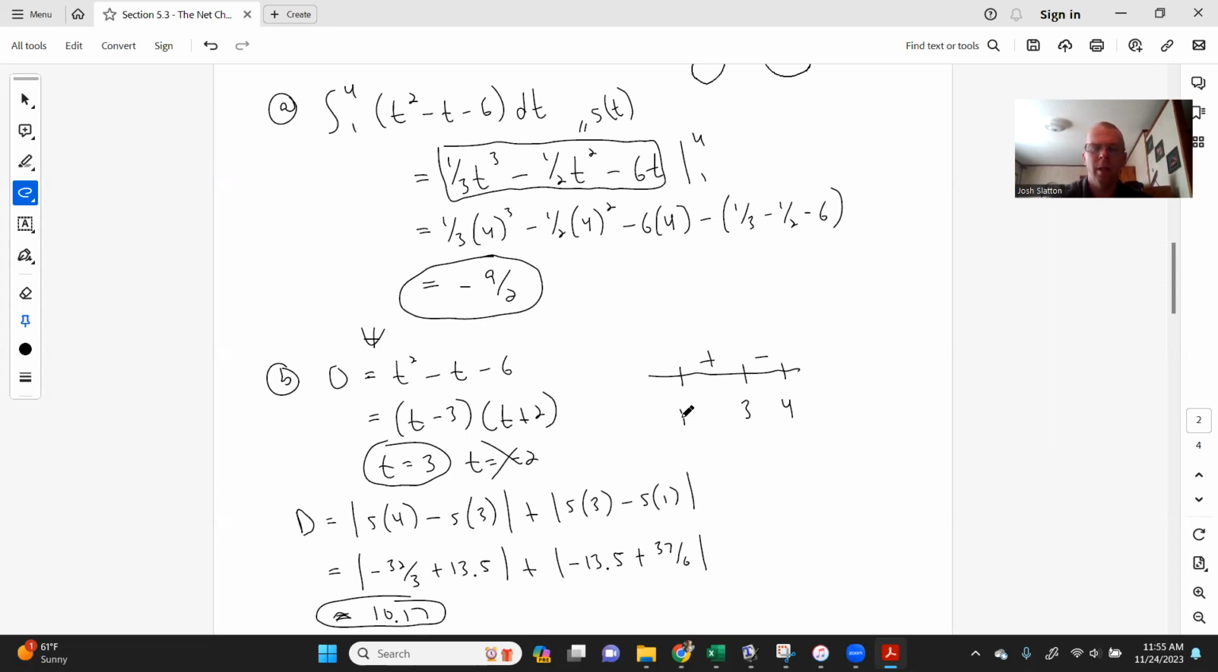So we traveled some distance this way, and then we traveled some distance back this way. The net displacement was -9/2, or -4.5. Total distance traveled was 10.17. All right. So that's how you get the displacement and the distance.